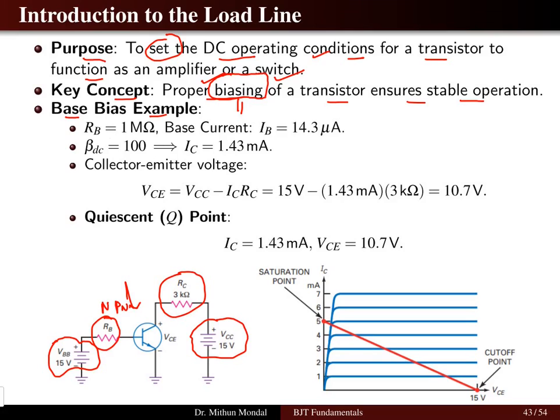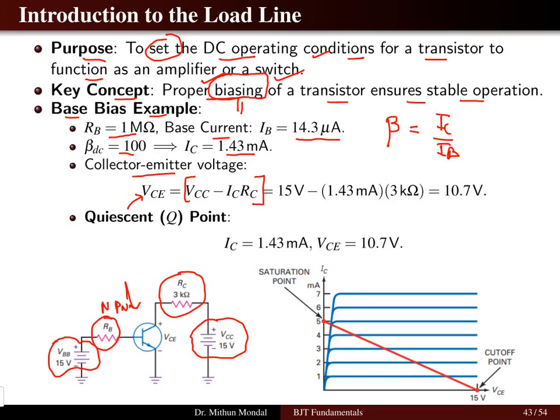If we take the base resistor as 1 megaohm, the base current comes to be 14.3 microampere. So if the current gain is 100, then the collector current will be 1.43 milliampere. We have seen in the previous lecture what the current gain beta is, that is basically the collector current by the base current. So we will see how the collector emitter voltage, which is VCE, is computed from the KVL equation.